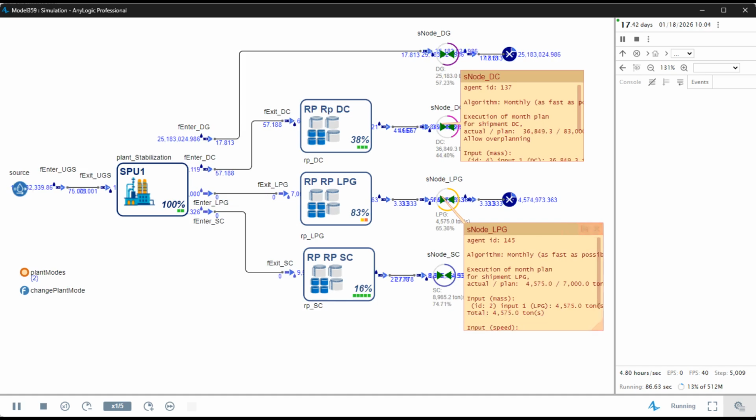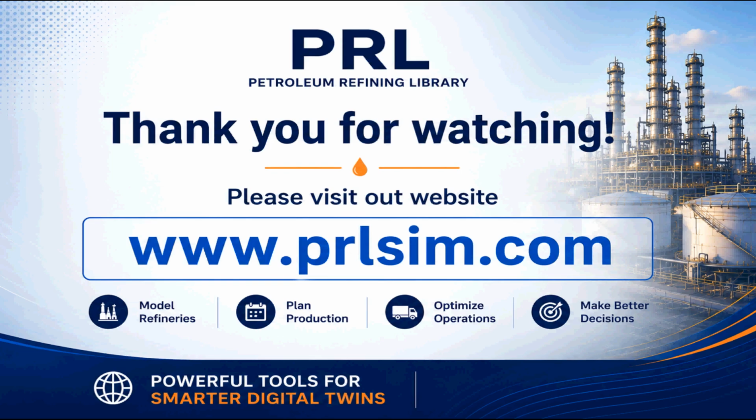This example demonstrates how the Petroleum Refining Library for AnyLogic can be used to model real-world oil refining and gas condensate processing facilities with a high level of detail.